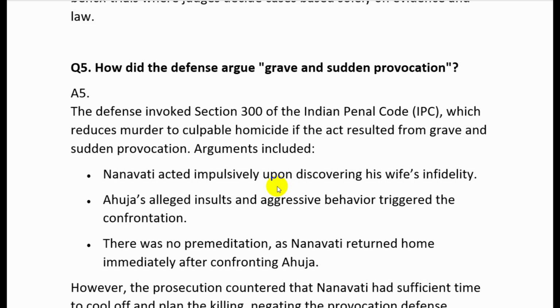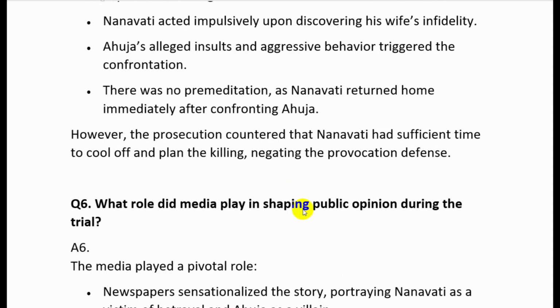So, arguments included that Nanavati acted impulsively upon discovering his wife's infidelity. Ahuja's alleged insults and aggressive behavior triggered the confrontation. There was no premeditation, as Nanavati returned home immediately after confronting Ahuja. However, the prosecution countered that Nanavati had sufficient time to cool off and plan the killing, negating the provocation defense.